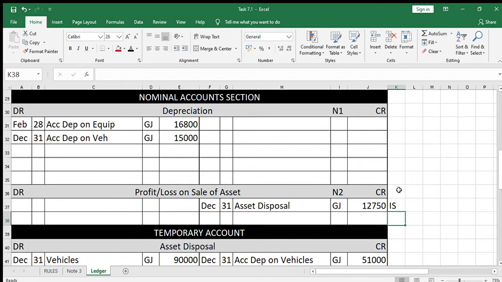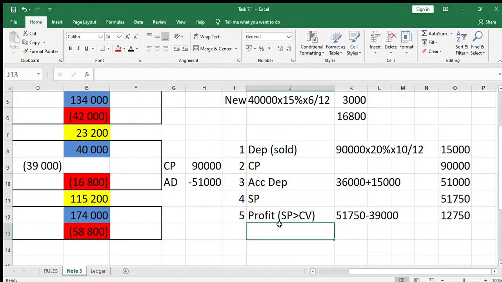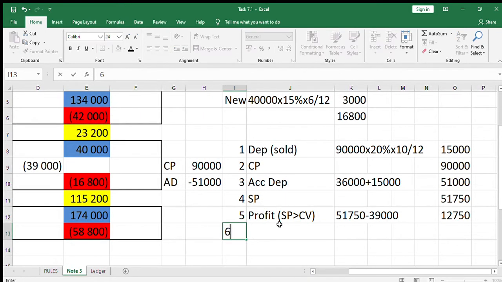Sorry guys, just to continue from that question. Okay, so we're going to go back to note 3. Okay, and now we come to step 6, which is one of the most important steps. We have to calculate depreciation on the remaining assets.